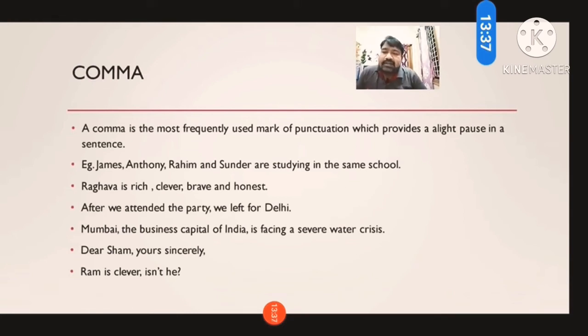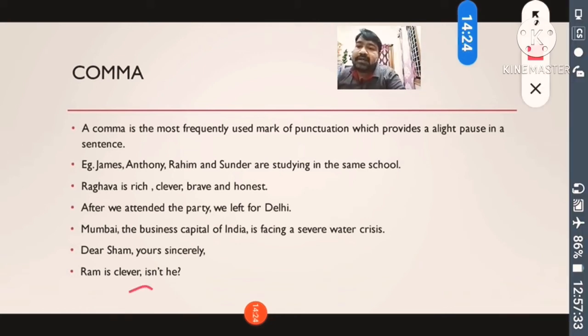Let us come to the next and last example. Ram is clever, isn't he? In the question tags also, we can see commas usually. So, where did I keep the comma? Can you see the commas clearly? Okay, let me mark the commas. Where are the commas? Okay, commas are here, here, here, here, here, here, here, like that. I hope that you understood very well about the comma.